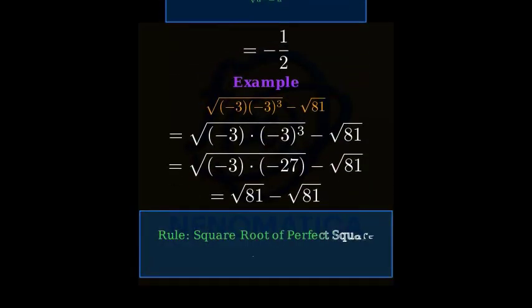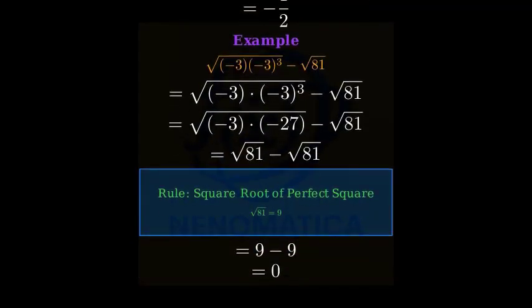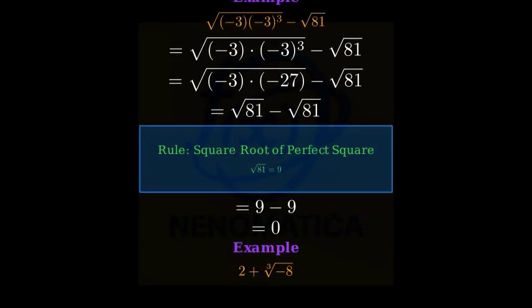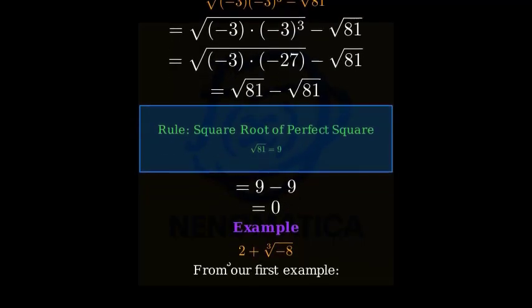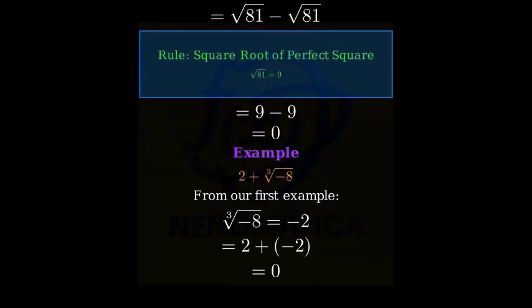Now, we need to find the square root of 81. The square root of 81 is 9. So we have 9 minus 9, which equals 0. Therefore, our final answer is 0. For our final example, let's evaluate 2 plus the cube root of negative 8. We already determined in our first example that the cube root of negative 8 equals negative 2. So we have 2 plus negative 2, which equals 0.